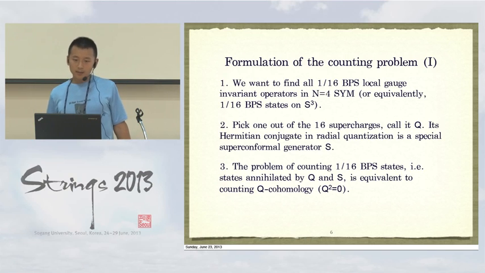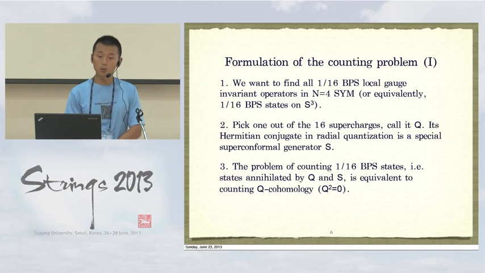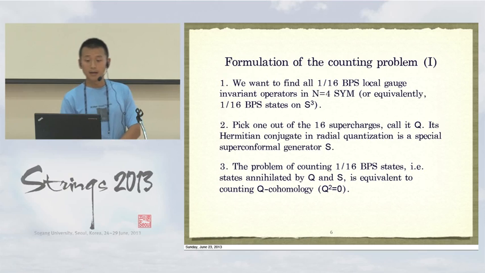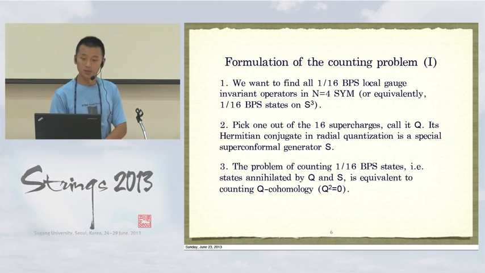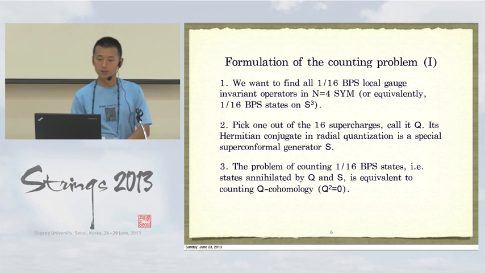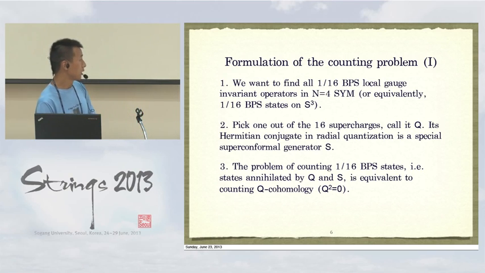The problem of counting 1/16 BPS states is the same as the problem of counting states in radial quantization that are annihilated by this particular Q and S out of the 16 copies of them. By the standard Hodge theory argument, this is equivalent to the problem of counting Q cohomology. Here, Q is an operator that squares to 0.